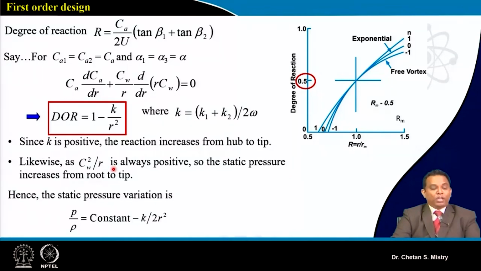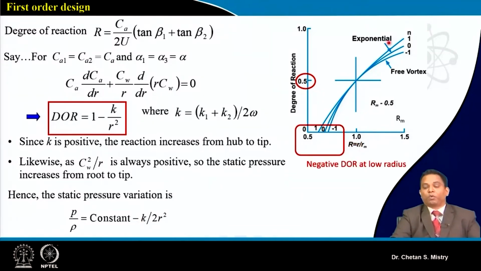Now in this case, likewise, my Cw square by r is always positive, and that is giving me my static pressure rise. It is happening from root to tip, or maybe from hub to shroud. So we can say my static pressure rise is given by constant minus k by 2 r square. So here, if we try to look, this is my situation.